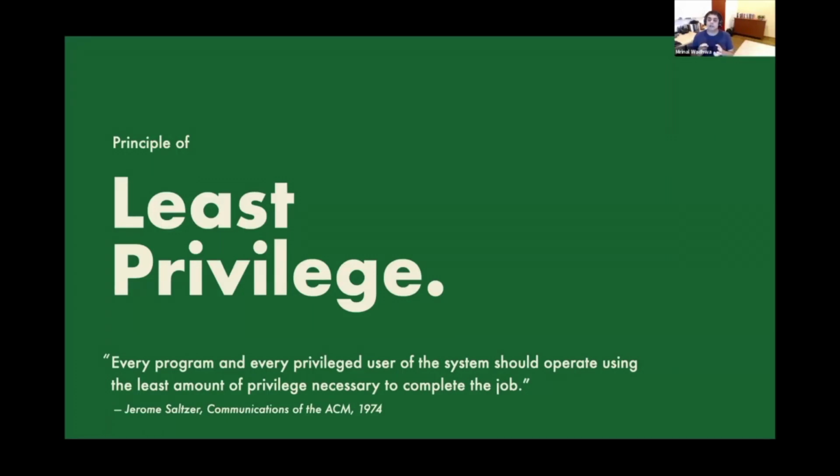So at this point, I would like to highlight a very fundamental principle that we've known about in security since the 60s or 70s, when Unix security was being designed. The principle was, we should design systems based on the principle of least privilege. Every program and every privileged user of the system should operate using the least amount of privilege necessary to complete their job.